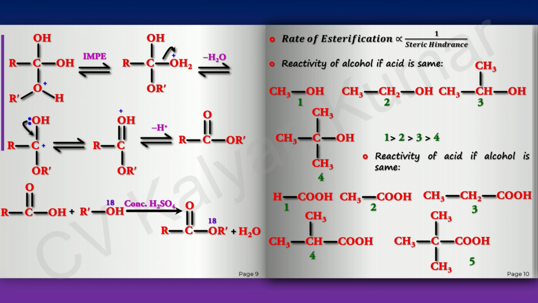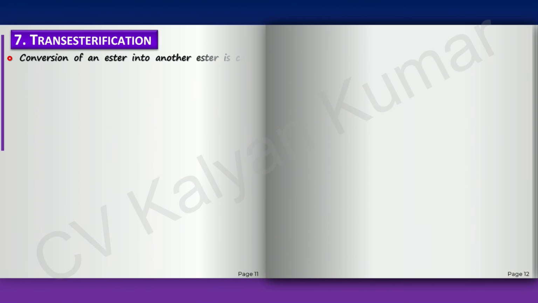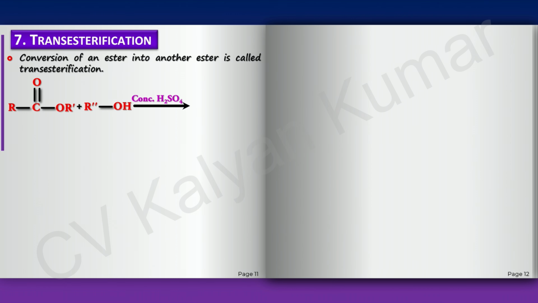Again, you'll have to simply look for steric hindrance, and one is least hindered. The next is transesterification, the reaction of alcohol. Now, this is weird. It is a conversion of one ester into another. That means I have an ester and then I have an alcohol. And if I put concentrated sulfuric acid, I'll get the ester of the other alcohol. And the alcohol which had formed the earlier ester would become the alcohol.